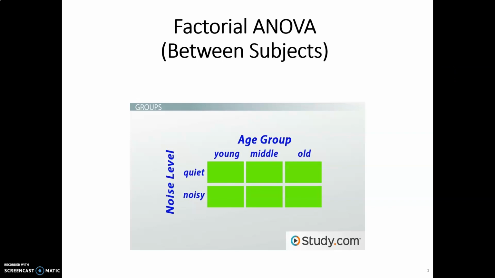In this segment today, we're going to start talking about factorial ANOVAs, and we'll start with the between subjects factorial ANOVA. What a factorial ANOVA is, it builds on our previous ANOVA designs to start to use more than one independent variable.